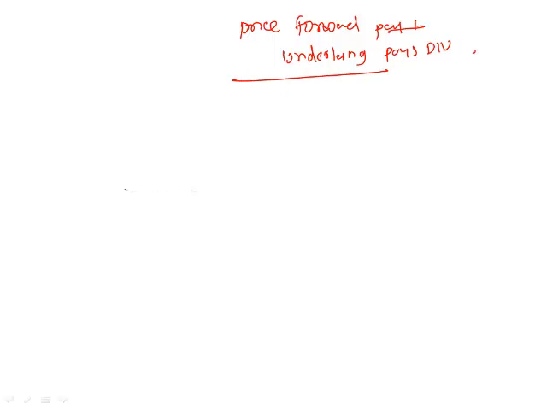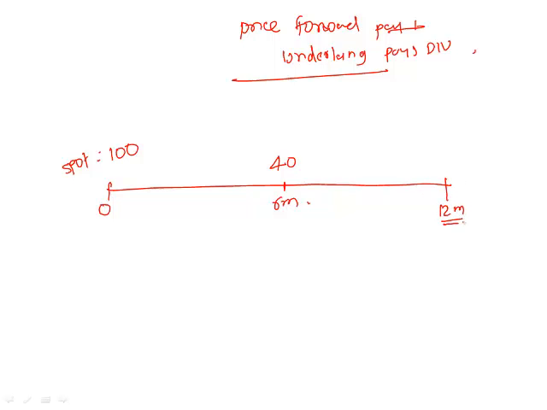Now, how do you price a forward contract where the underlying asset pays dividend or gives you any cash flow? For example, now let us say we are at time 0. The spot price of the asset is 100 rupees. 6 months from today, you are expecting a dividend amount of 40 rupees. I'm intentionally exaggerating. We've kept a very high amount of dividend to understand the concept. You are looking at a forward contract with maturity of 12 months.